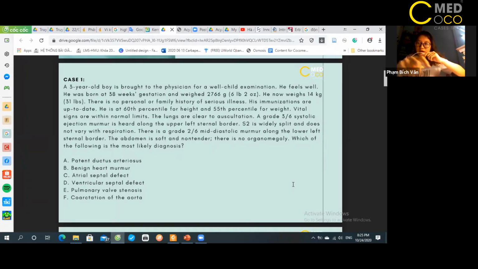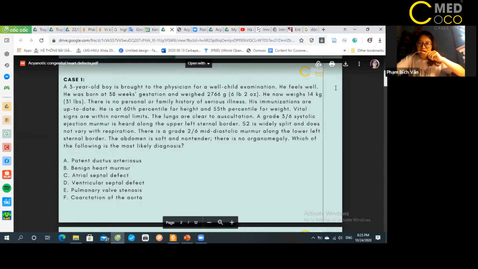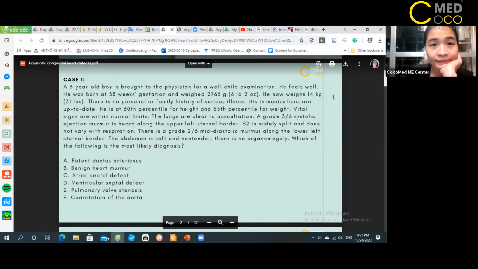A grade 3 out of 6 systolic ejection murmur is heard along the upper left sternal border. The second heart sound is widely split and does not vary with respiration. There is a grade 2 out of 6 mid-diastolic murmur along the lower left sternal border. The abdomen is soft and non-tender. There is no organomegaly. Which of the following is the most likely diagnosis?